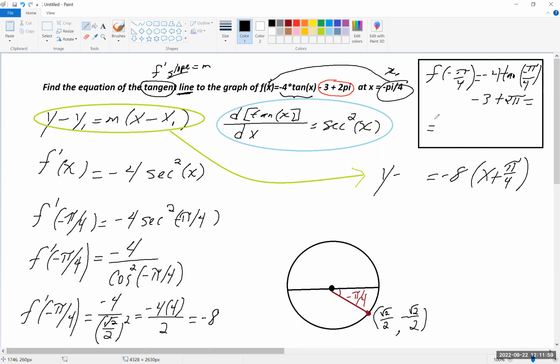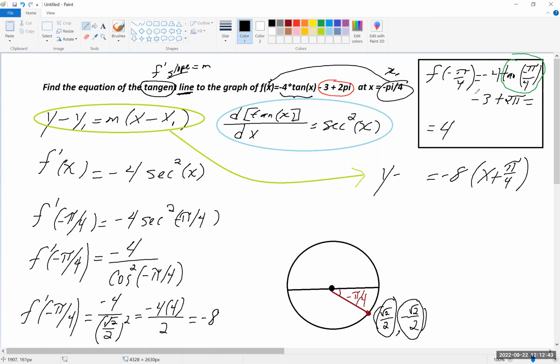But actually, just looking at the tangent of minus pi over 4, well, the nice thing is that I already have my unit circle. So the tangent of minus pi over 4 is sine over cosine. Well, sine and cosine are the same, except the numerator is going to have a negative sign. So this is going to be -4 times -1. So that's going to be 4.